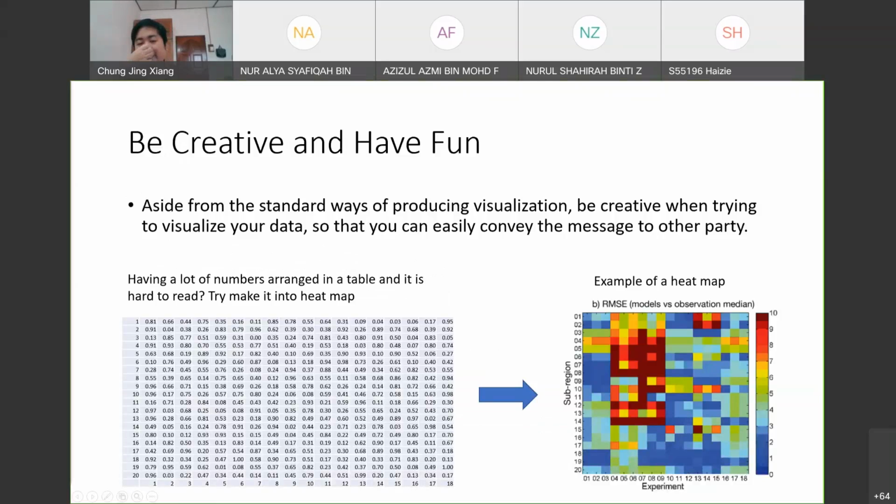And always remember when you try to plot a figure, try to have fun. Okay, if you don't enjoy doing what you are doing, I mean, you cannot make a good figure. So be creative and have fun, and always remember, aside from the standard way we produce visualization like maps, graphs, you can be creative when you want to design, visualize your data. Be creative. Think of a way that you can easily convey your message to others.